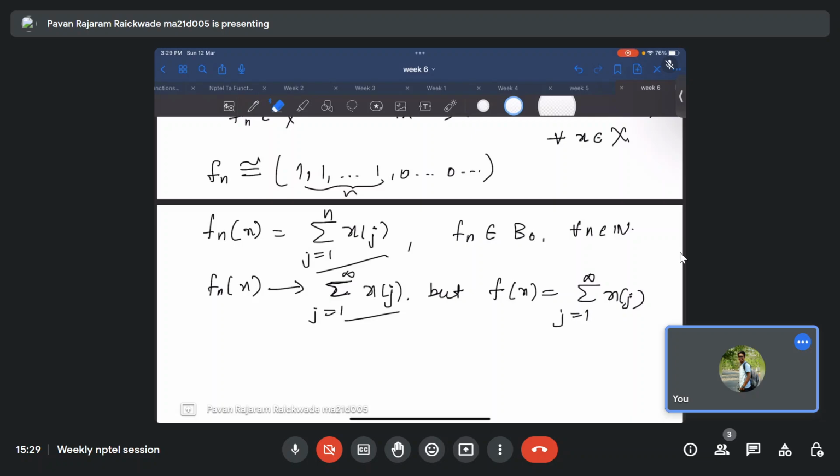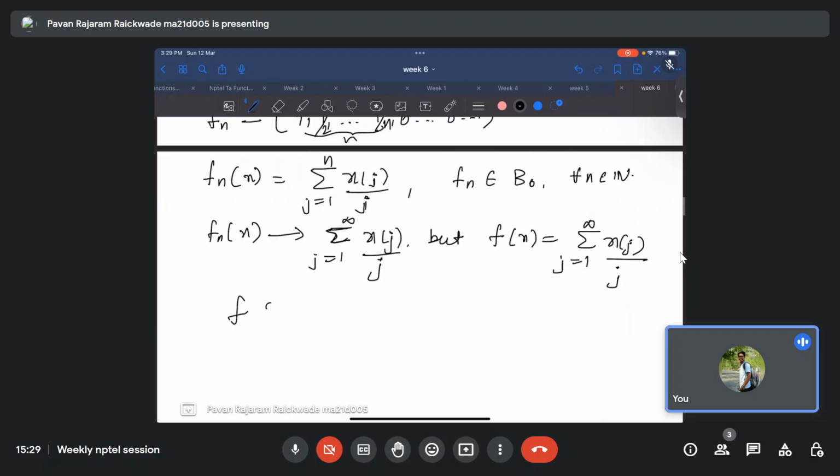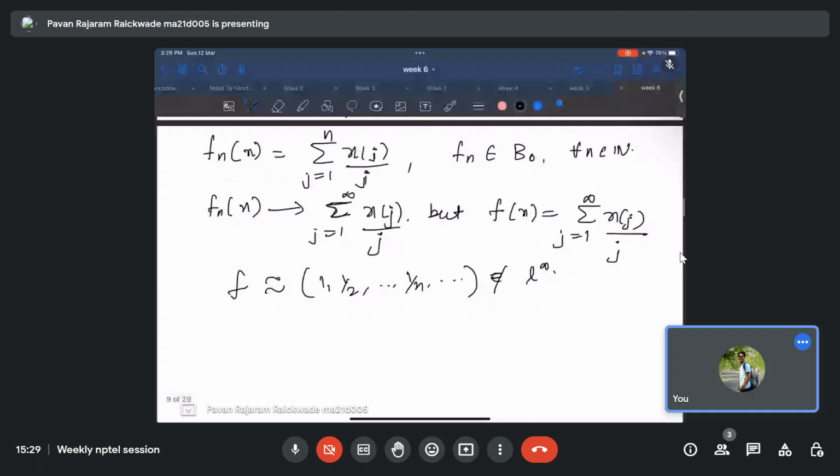we'll change something. We'll define Fn like this: 1 by 2 till 1 by n. This should converge to here. But this f is identified with the element 1 by 2, this 1 by n sequence. But this sequence doesn't belong to L infinity, right? Hence, f cannot belong to L1 dash.